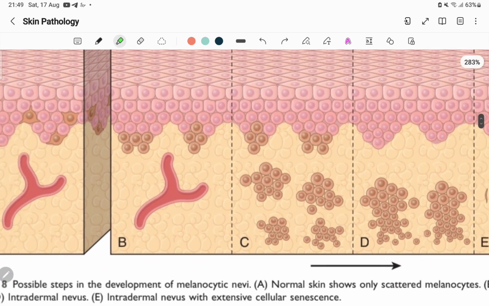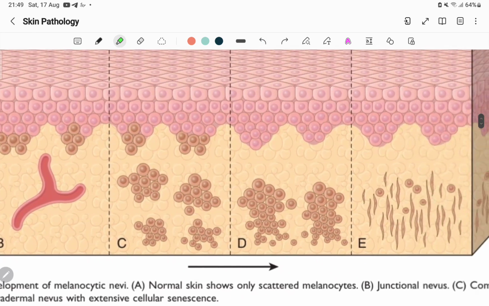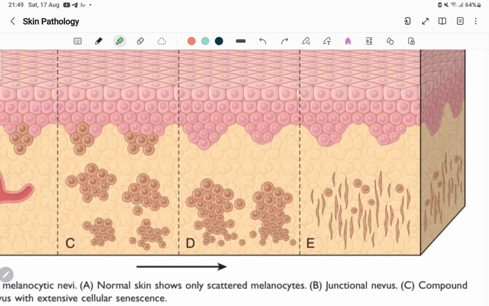This is which type of nevus? A junctional nevus, right? Because this is the epidermis, and this is the dermis. And the proliferation is occurring in which part? The junction, right? So it is a junctional nevus. And here some epidermal components are there also, and dermal components are there also. So which type of nevus is that? Compound nevus. Here what happens? Here there is an intradermal nevus.